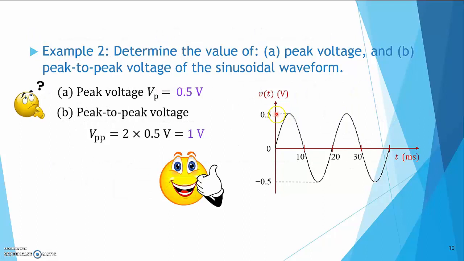From here we can see the peak value of the sinusoidal waveform is 0.5 volt. So we can write down V peak is equal to 0.5 volt. Peak-to-peak value is equal to 2 times the peak value, so it will be equal to 1 volt. Peak-to-peak value is also equal to 0.5 volt minus negative 0.5 volt, which equals 1 volt also.